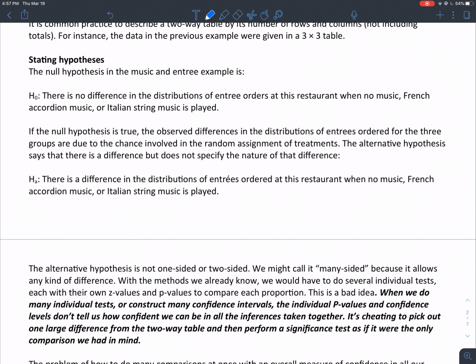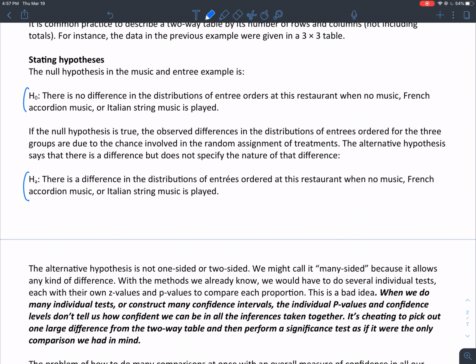How do I state hypotheses for this type of test? It's very difficult to state it with subscripts and this proportion and that proportion. So this is an easy way, and this is what you want to do for this type of chi-square test. You don't want to try and do the first or second approach we talked about for goodness of fit. You just want to write it this way. Okay? There's no difference in the distribution of entree orders at this restaurant when no music, French accordion music, or Italian string music is played.